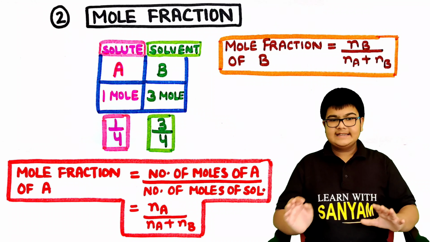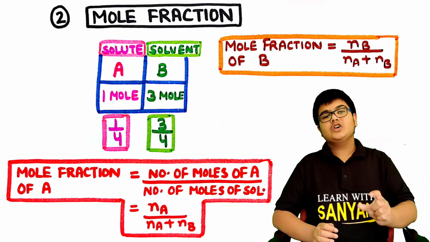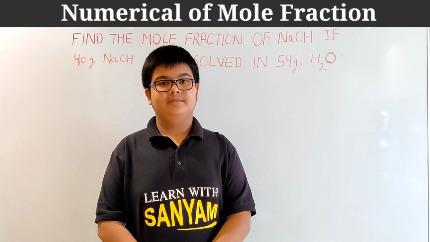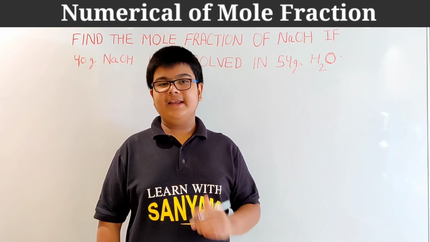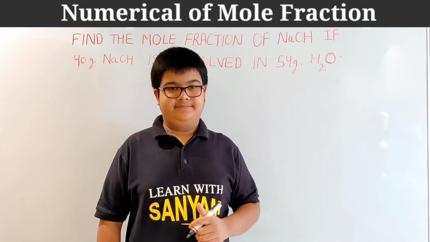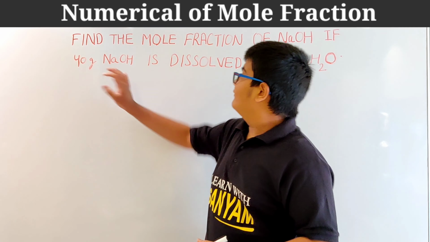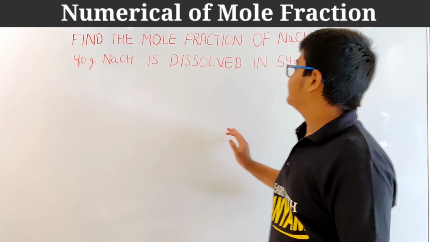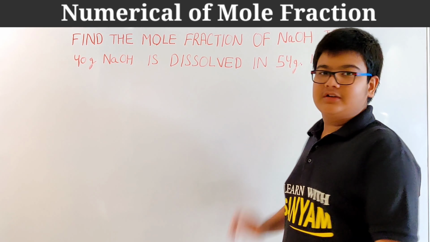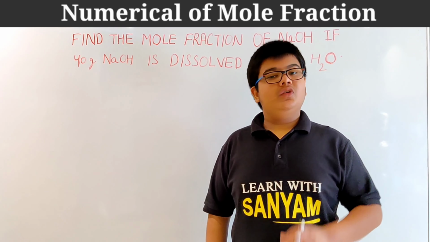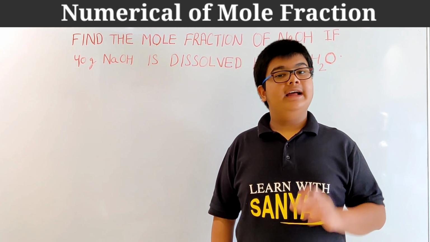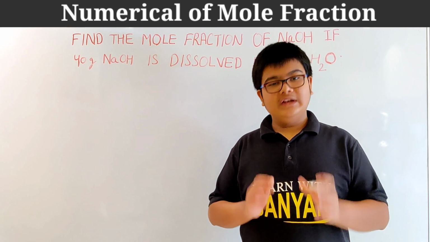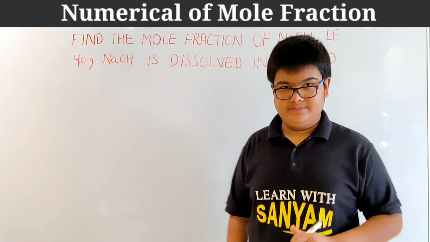So mole fraction of anything will become number of moles of that thing divided by total number of moles of the entire solution. So now let's discuss a numerical based on mole fraction. The question says: find the mole fraction of NaOH if 40 grams of NaOH is dissolved in 54 grams of water. So first, to find mole fraction, we will have to find the number of moles of NaOH and H2O, because only then we will be able to find the mole fraction.